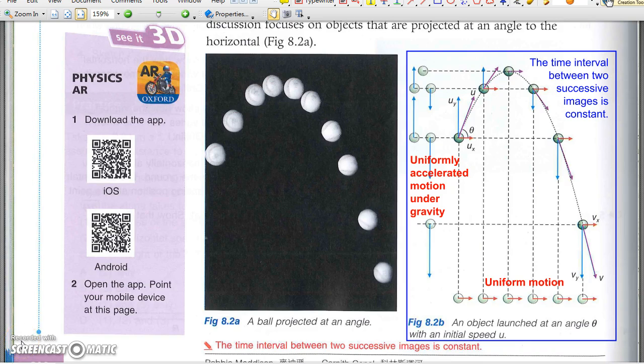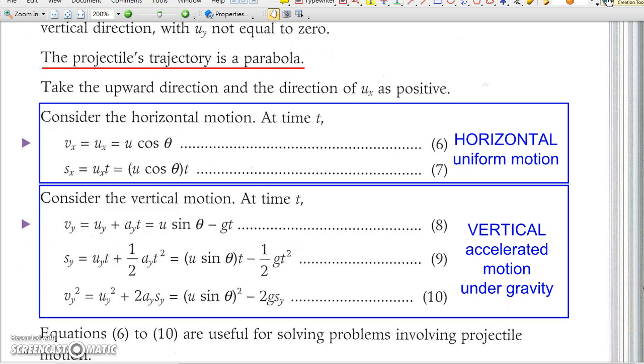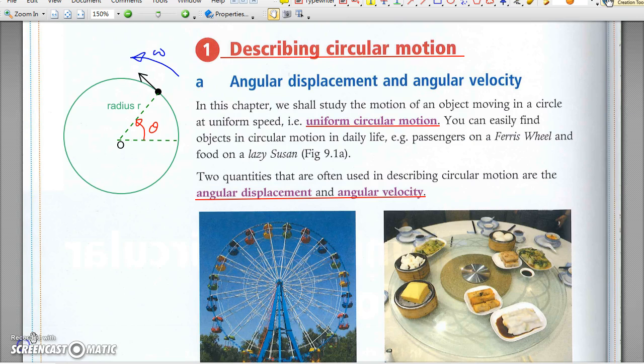You have just learned projectile motion. Although projectile motion is a two-dimensional motion, it is just a combination of horizontal uniform motion and a vertical accelerated motion. You may apply the equations of uniformly accelerated motion listed on page 61 to handle questions of projectile motion. Circular motion is a bit different. It is not a simple combination of linear motions. In Chapter 9, we will focus on uniform circular motion, which is a circular motion with constant speed.